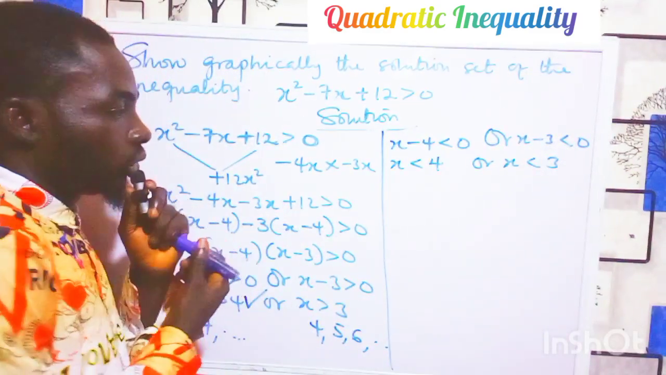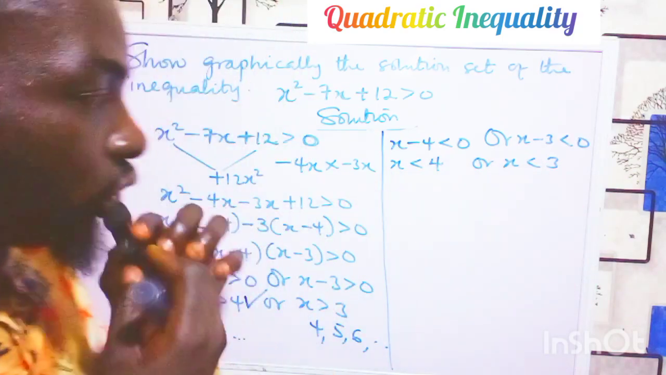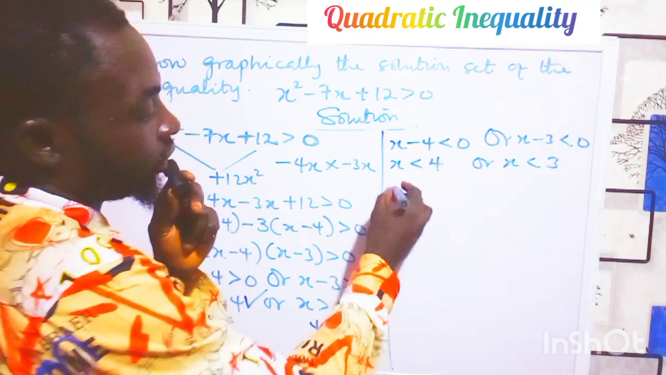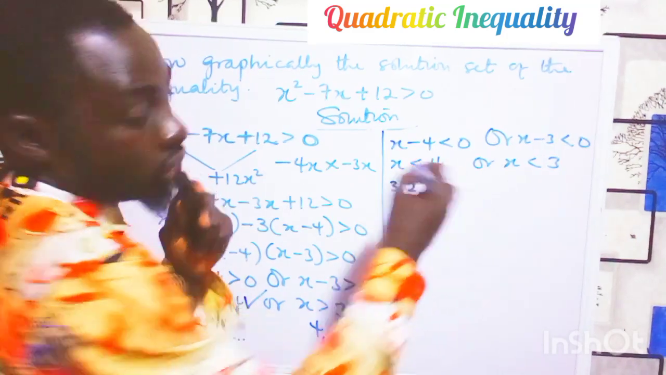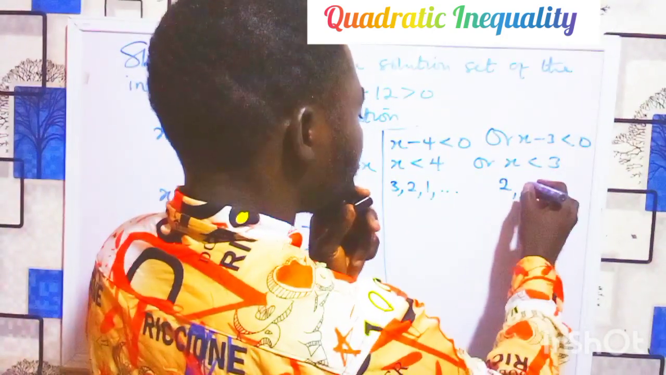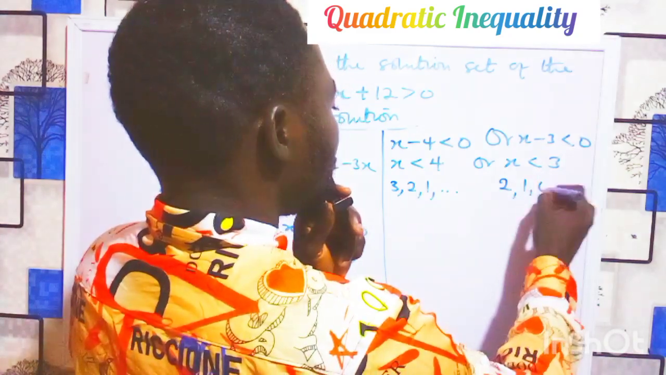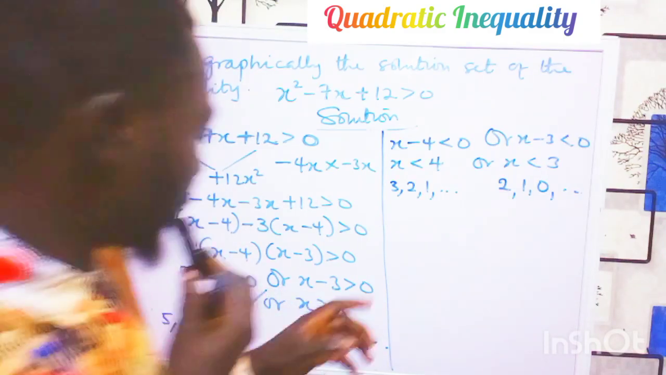So now, to know which one to pick out of these two again, you use the range of values of x. So the range of values of x here, numbers less than 4, we have 3, we have 2, 1, and it continues like that. The numbers less than 3, we have 2, we have 1, 0, and it continues like that.